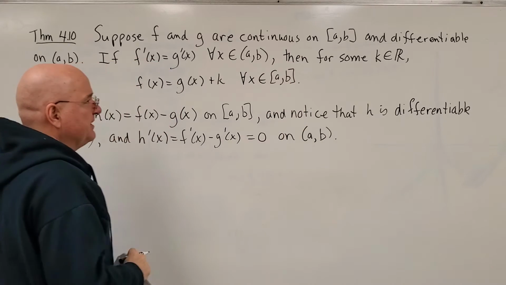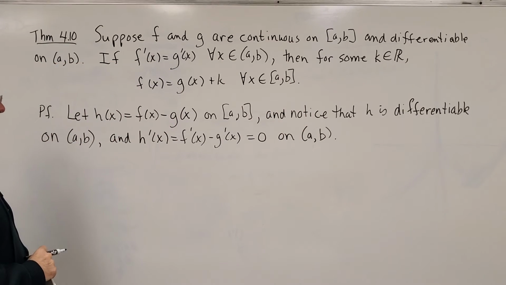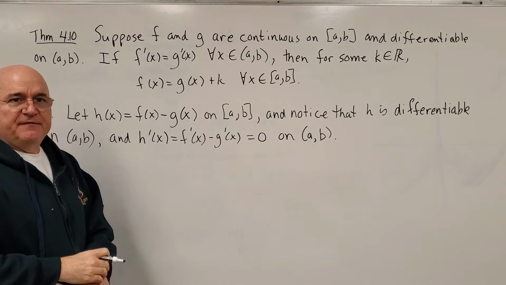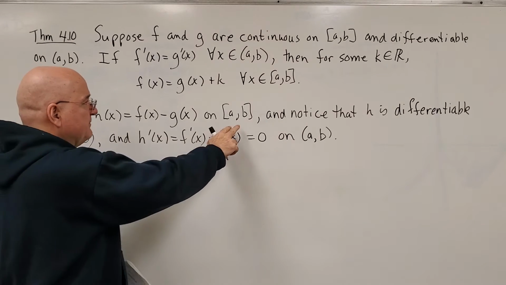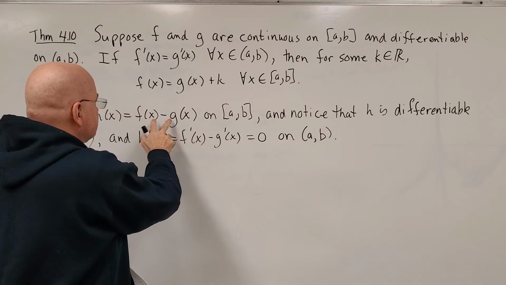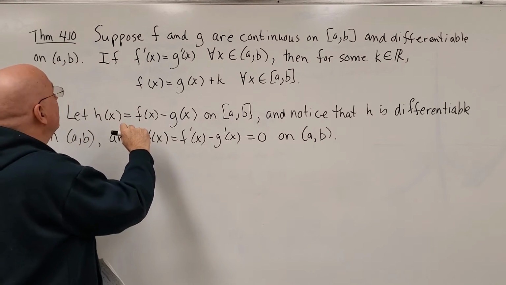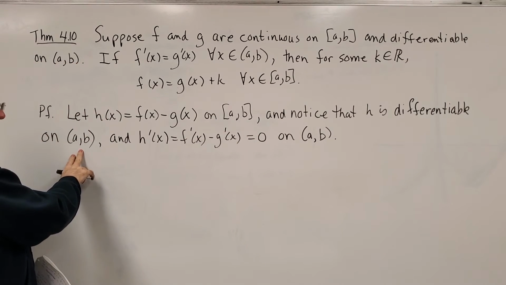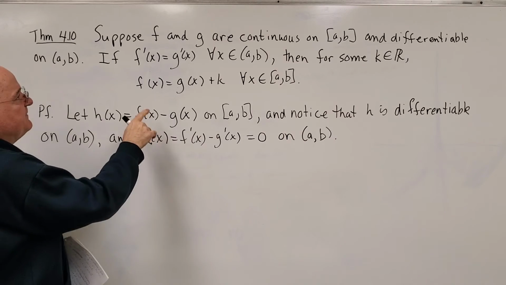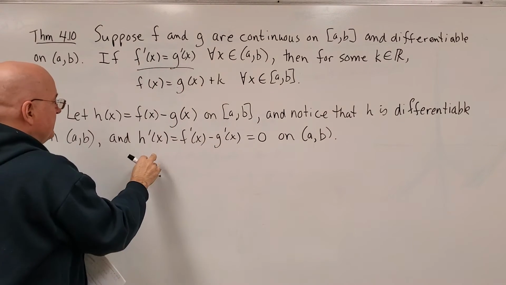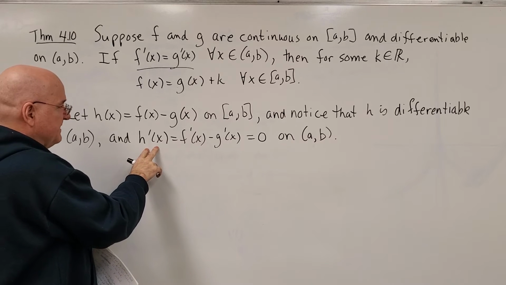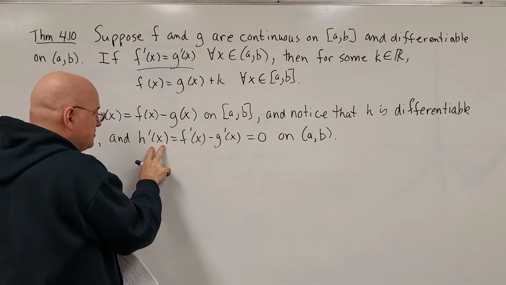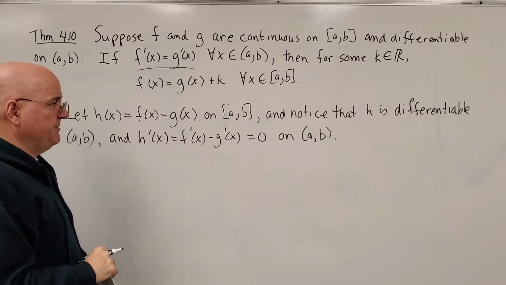So let's take a look at the proof. It's really only 3 or 4 sentences, and I've already started it. Let h be the difference of the two functions, f of x minus g of x, on the closed bounded interval. And notice that because these are both differentiable functions on the open interval (a,b), h is also going to be differentiable on the open interval (a,b). And their derivatives being the same means that the derivative of h of x is going to be f prime of x minus g prime of x. These are the same. So that means h prime of x is 0 on (a,b).